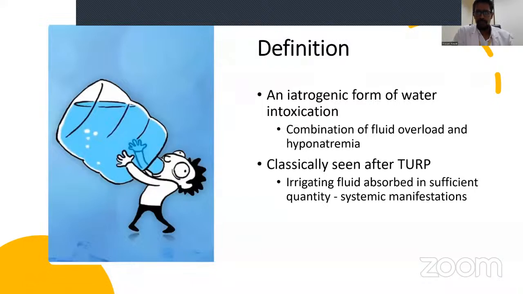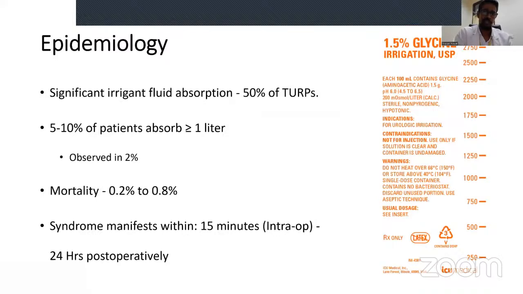So what is the definition of a TURP syndrome? It's an iatrogenic form of water intoxication, and it's a combination of fluid overload, where a lot of fluid gets absorbed, that leads to a dilutional hyponatremia, classically seen after TURP, especially monopolar TURP, where a large amount of irrigating fluid gets absorbed and leads to various systemic manifestations.